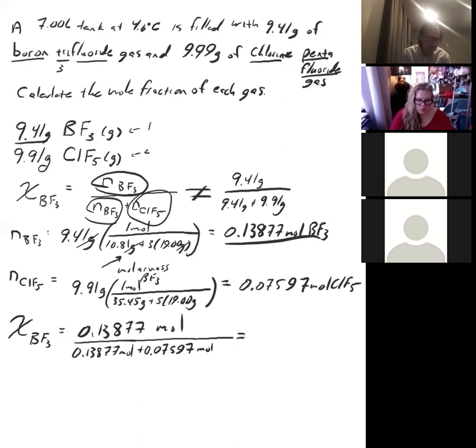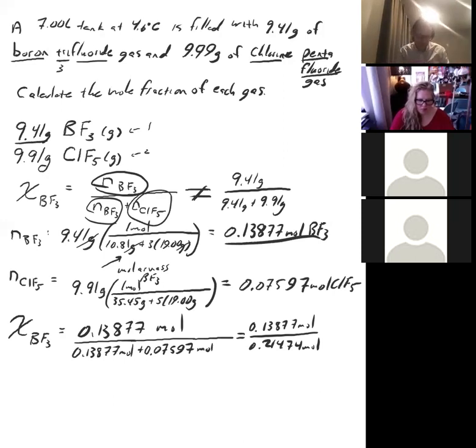Just for myself, I'm going to add those two in the denominator. 0.13877 plus 0.07597. So it looks like you get 0.13877 over 0.21474. So it looks like it's going to be about 2/3, right? 14 over 21 is 2/3, which is 0.6666, 0.67. So it's pretty close to 14 over 21.